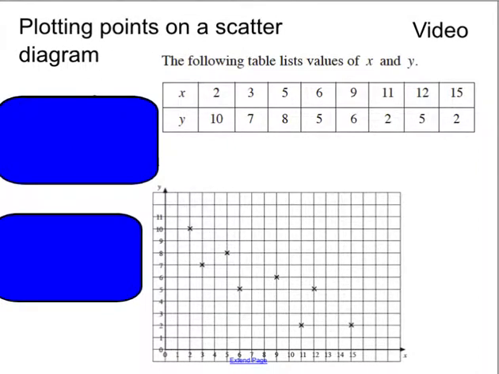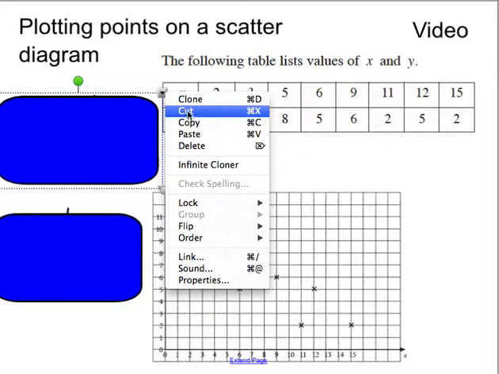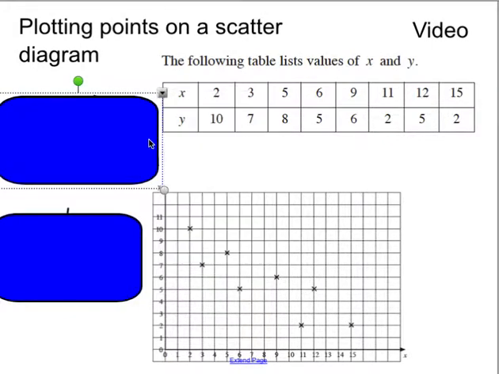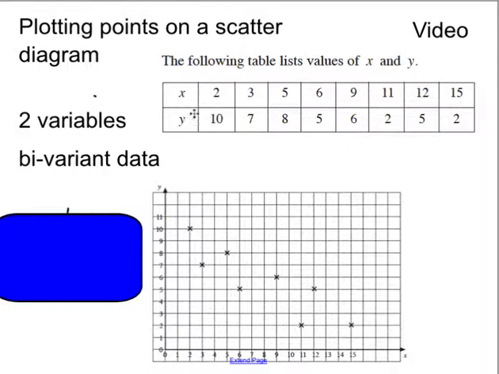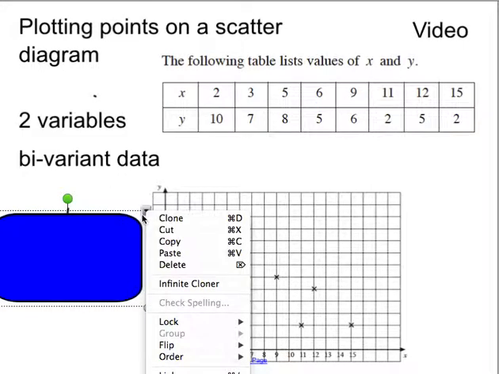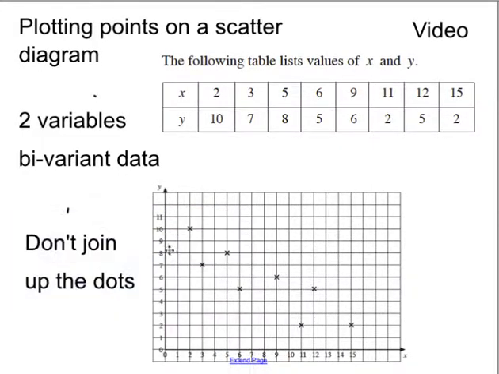So first of all, we're going to talk about plotting points on the scatter diagram. When we're talking about the scatter diagram, we are talking about two variable data, or bivariate data. That means you have two separate variables that are being compared to each other. So what we're trying to say is, does y vary as x varies? How does y vary as x varies?